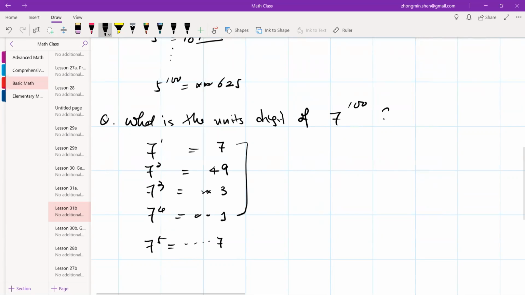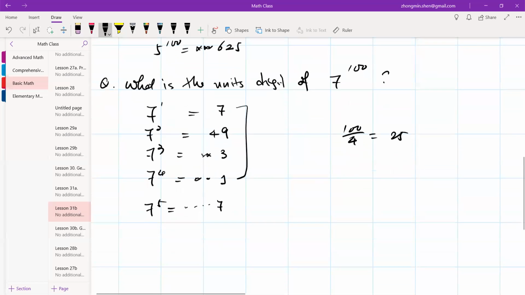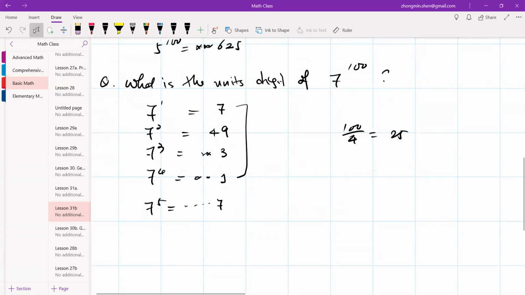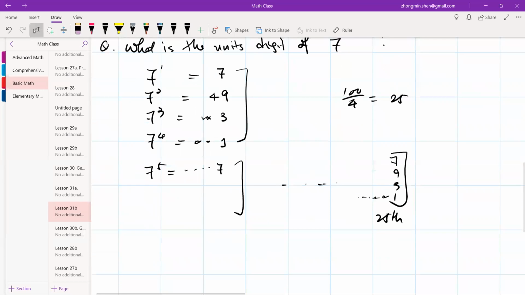So 100, how many blocks are there, right? 100 divided by 4 is going to be 25, okay? There will be 25 blocks there. So the last one will be 1, okay? Each of them contains 4 integers. So the last one, this is the 25th block, right? So it's 7, 9, 3, 1. So the last one will be the 100th integer. The 100th integer ends up with 1.